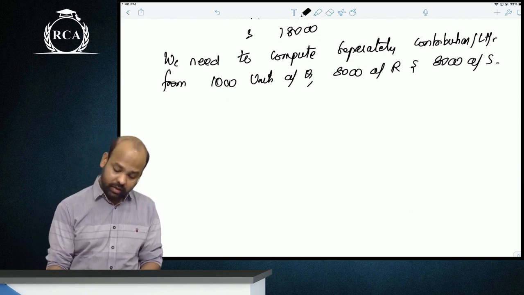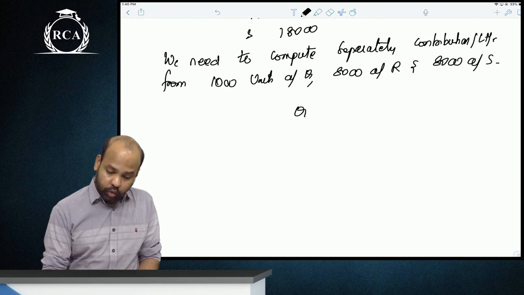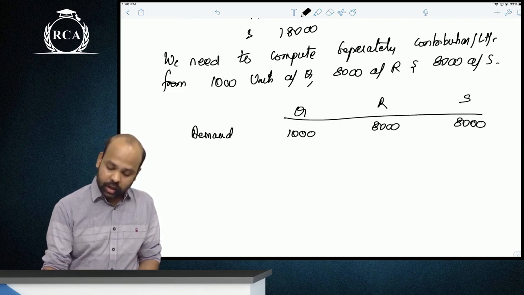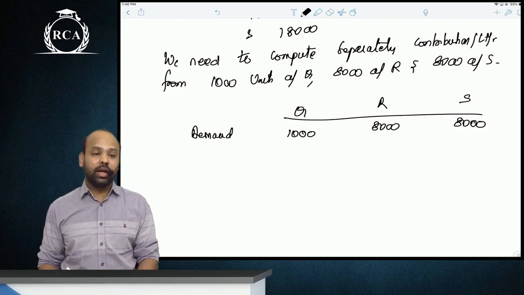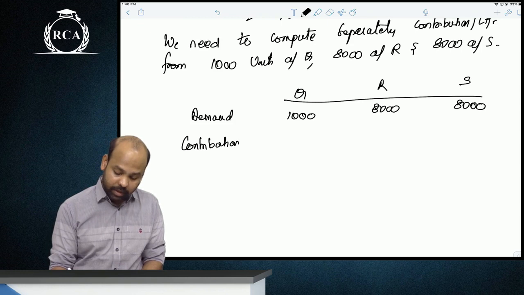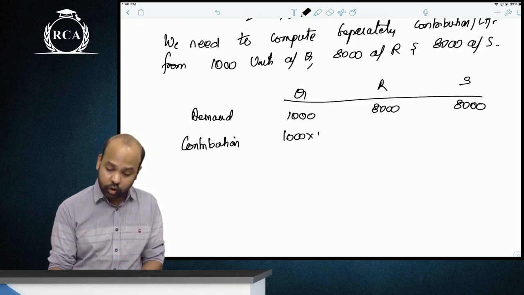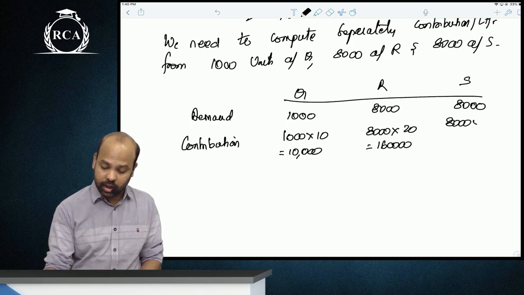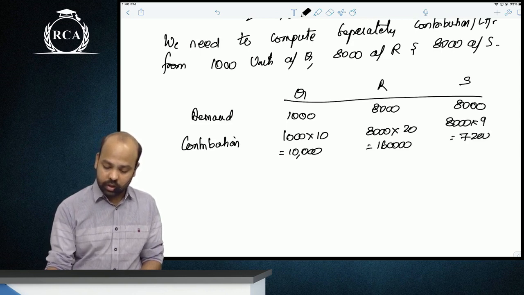Pay attention, guys. So in case of Q, R and S, beta, I will take partial demand, guys. This is not for the entire 10,000 units. 1,000, 8,000 and 8,000, guys. Here, if you see, guys, contribution, I can multiply by contribution per unit because I already know, beta, this is into 10, 10,000. This is 8,000, guys, into 20, 1,60,000. This is 8,000 into 9, guys, 72,000.